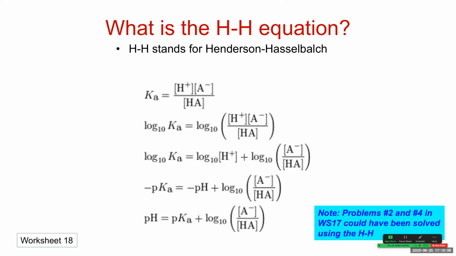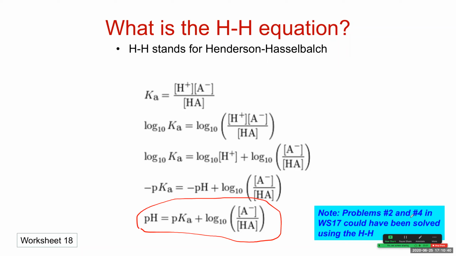Well, remember the p transformation of a number is minus the log. So the log base 10 of Ka is equal to minus pKa. So we have minus pKa equals minus pH plus the log of the concentration of the conjugate base over the acid. And we can arrange that to get the Henderson-Hasselbalch equation at the end. This is the equation at the bottom: pH equals pKa plus log base 10 of [A-] over [HA].